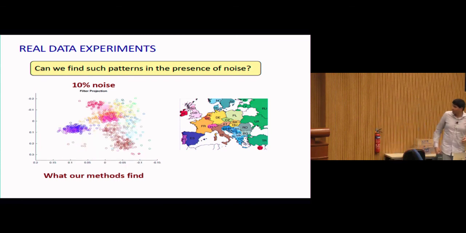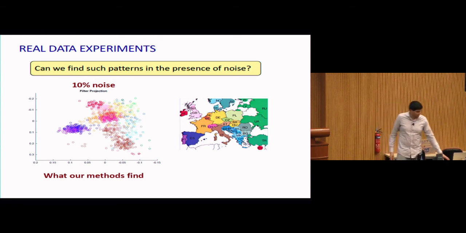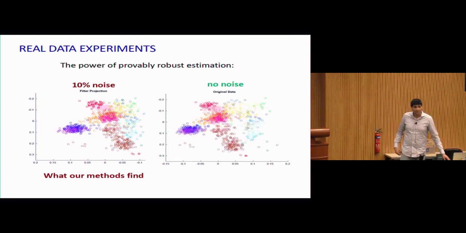And when we robustly fit its covariance, we can then take the top two singular vectors of this covariance sigma hat and then project our data on that. And what we find is almost the same map of Europe that people found to begin with, even in the presence of these 10% corruptions.